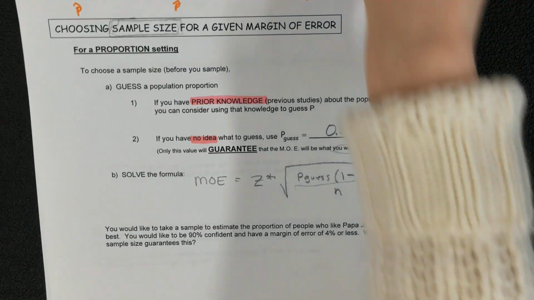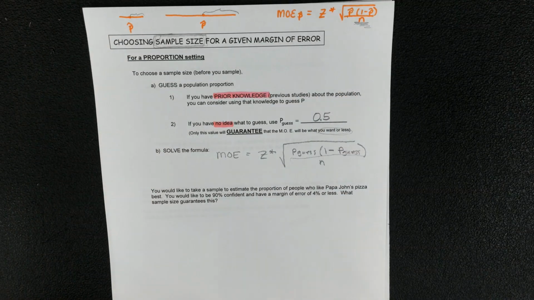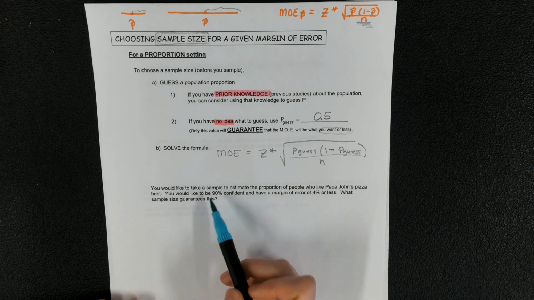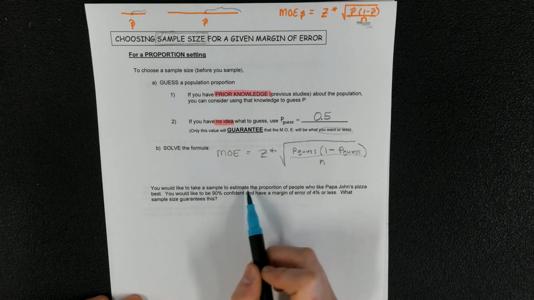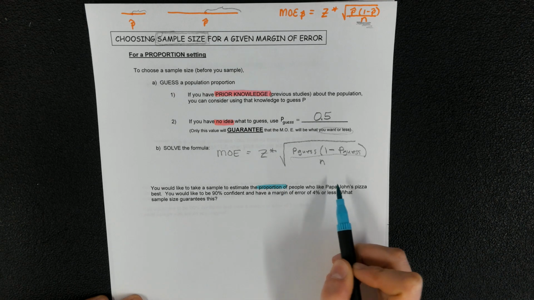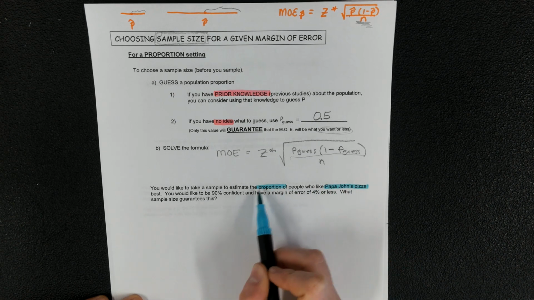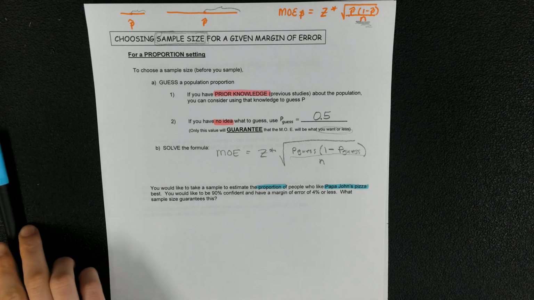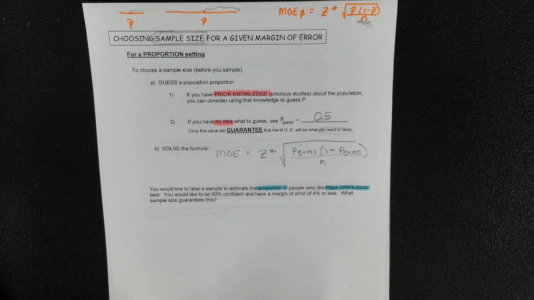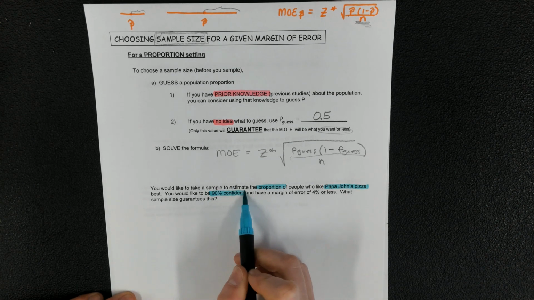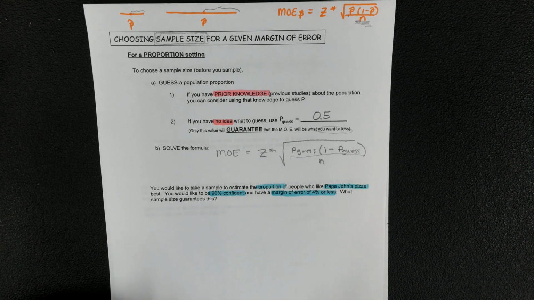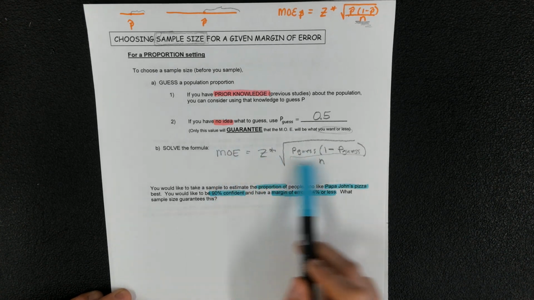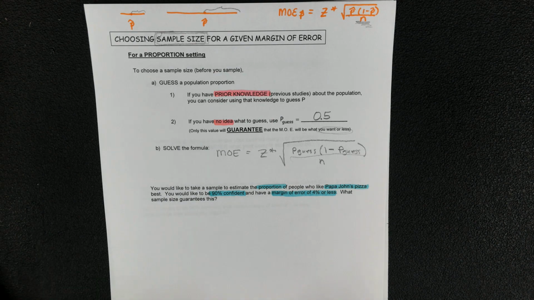Okay, so let's just see a problem and put it to use. It might make a little bit more sense when we look at it this way. It says you would like to take a sample to estimate the proportion of people who like Papa John's. We're looking at proportions of people that like Papa John's. You would like to be 90% confident, well, that's kind of nice, 90% confident that you have a margin of error of 4% or less. What sample size guarantees this? So I'm looking for my sample size. I'm going to have to take this and solve for n.